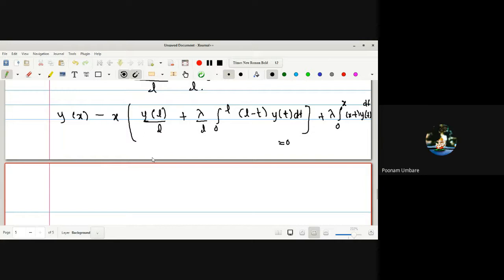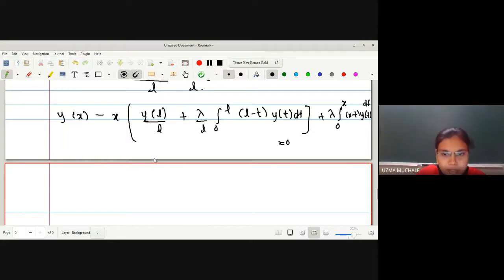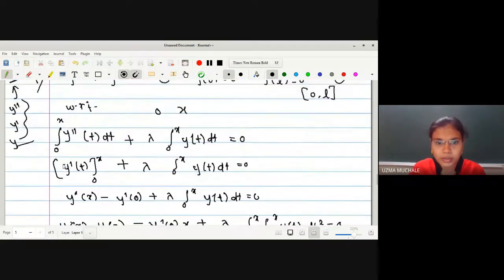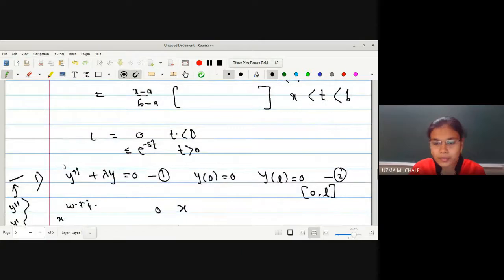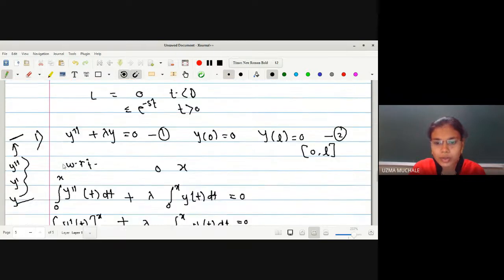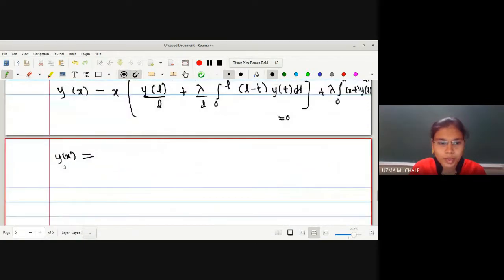After substituting, we get y of x. Now we have to write this equation in the form of y of x equals. What is the value of y of L given to us? From equation 2, y of 0 is 0, and y of L is also 0. So let me use that.